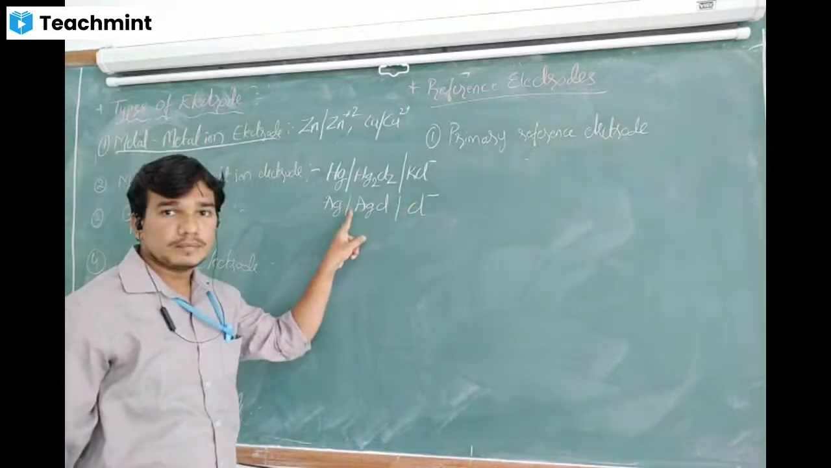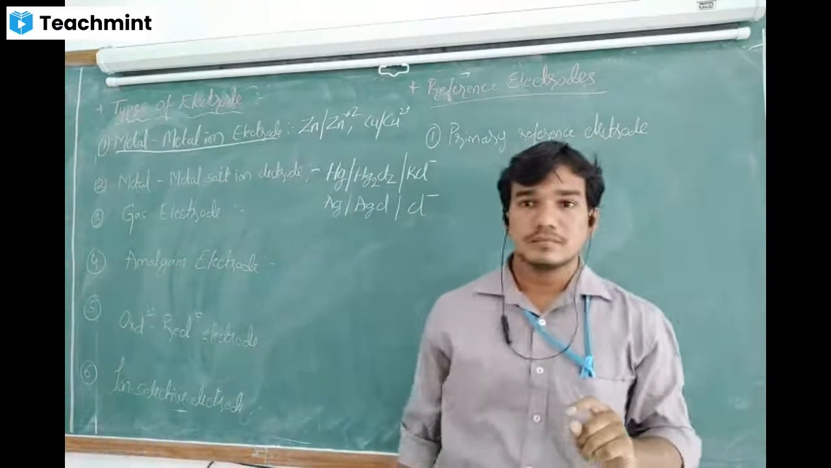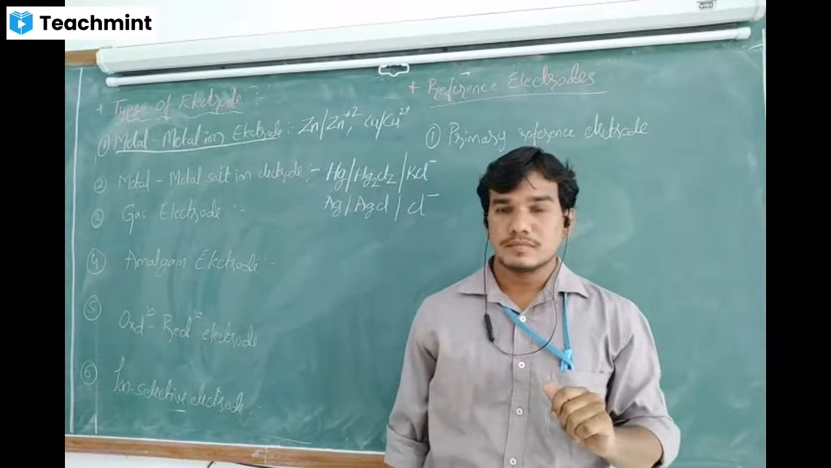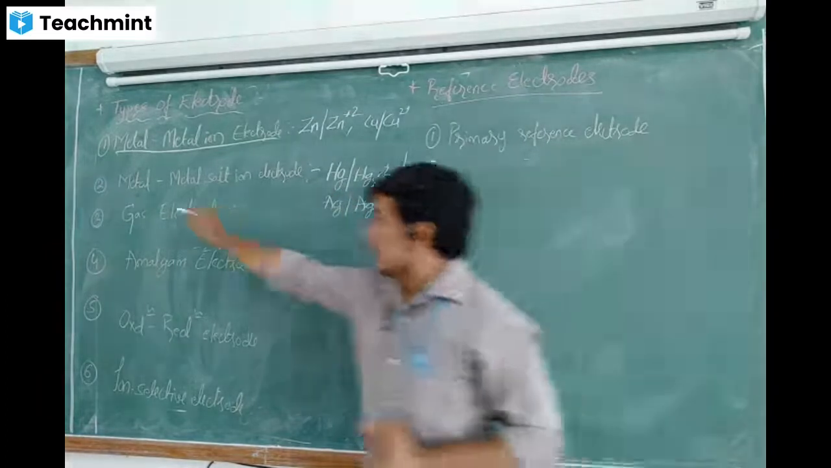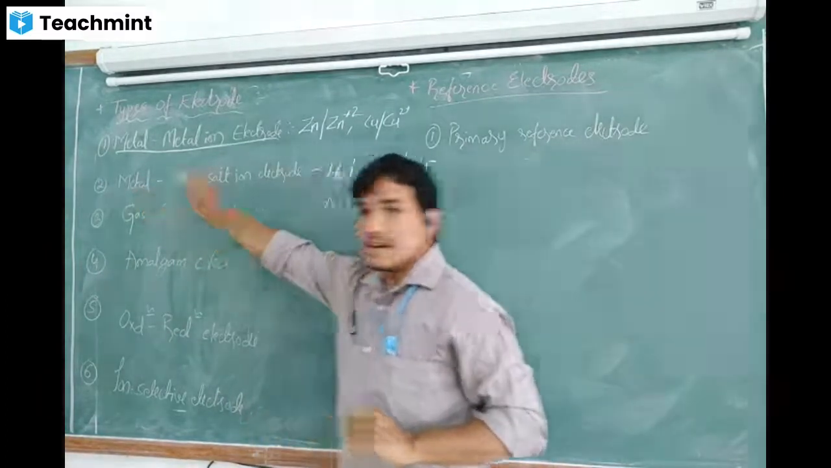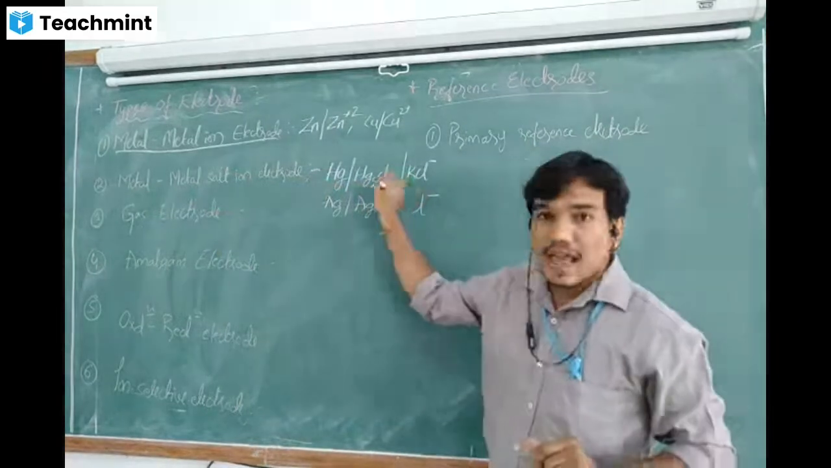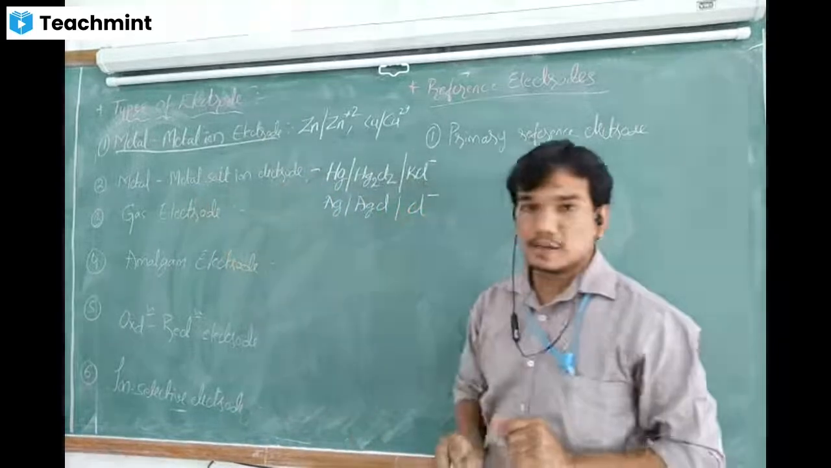Understood this one? Which one is a liquid metal? Yes, sir. So mercury is in contact with mercurous chloride. Any metal in contact with its sparingly soluble salt and the common anion of the salt is called a metal salt ion electrode.